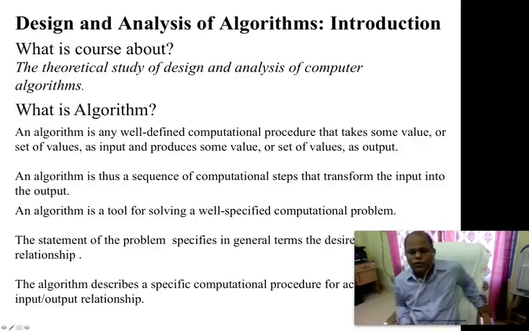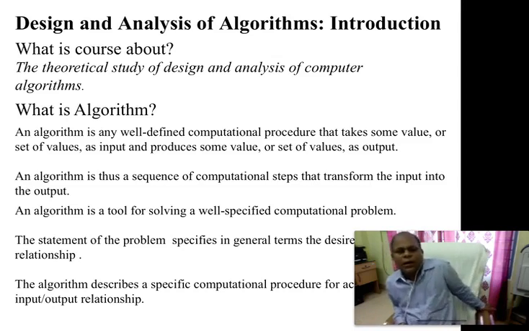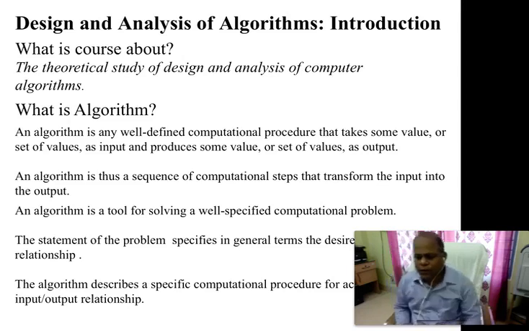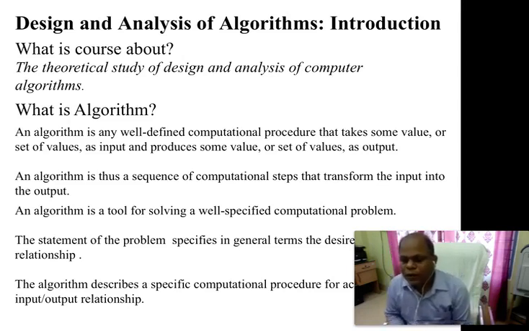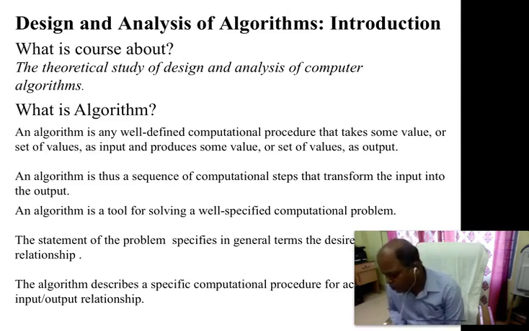Good morning, students. I am going to teach you the subject Design and Analysis of Algorithm. For this subject, the course code is CSE 502. For this course, I will follow the book Introduction to Algorithms by Cormen, and the second book, Algorithm Design by Kleinberg.